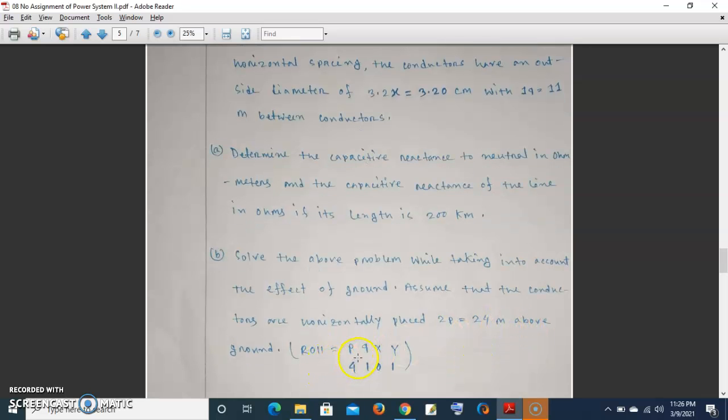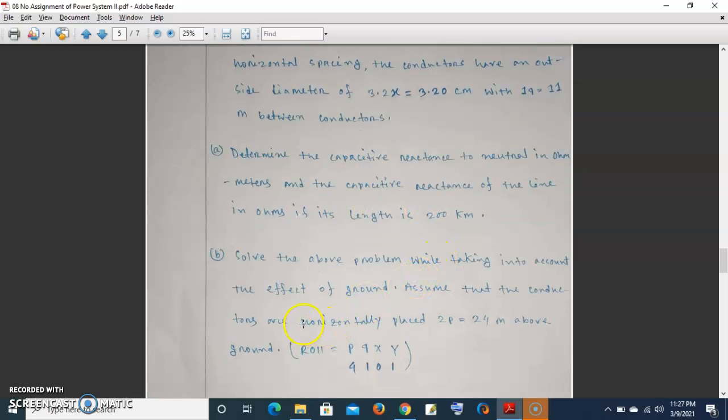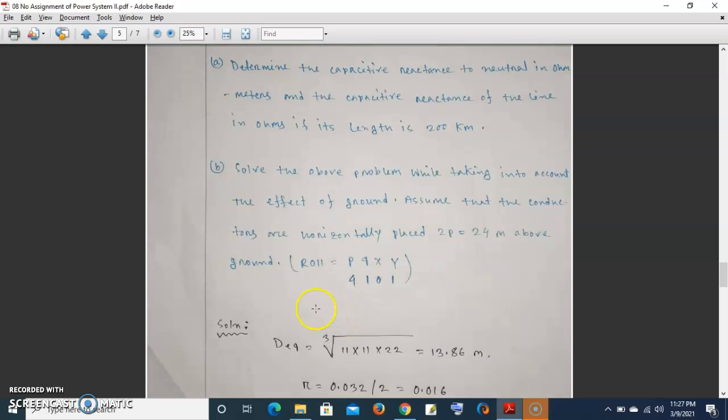Here my rule: PQXY, P equal to 4, Q equal to 1, X equal to 0, Y equal to 1. After I put the values of X, Q and P, I get the diameter 3.2 centimeter and 11 meter between conductors, and the conductors are horizontally placed 24 meter above ground. Now we get the solution.